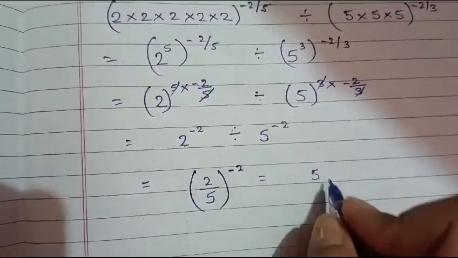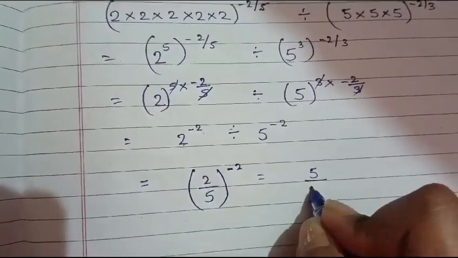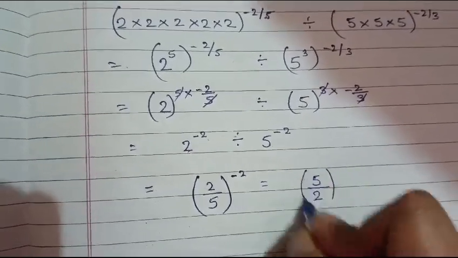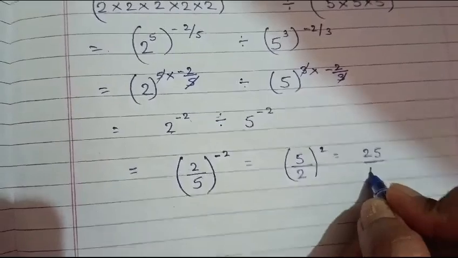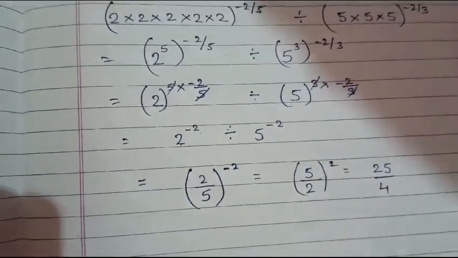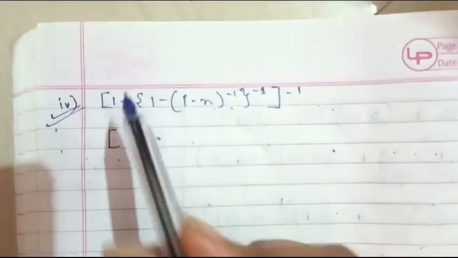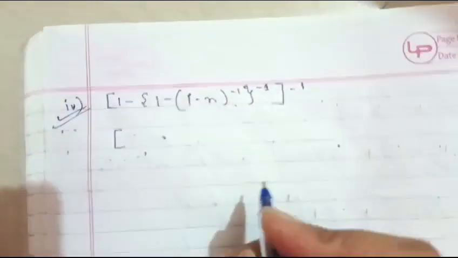5, let's take the positive power, so this will be 5 by 2 square. 5 square is 25 and 2 square is 4. Answer will be 25 by 4. Now look at this particular question. This is question number 3, subpart 4. This is a very important question. I would say it's one of the most important ones from this particular exercise at least.